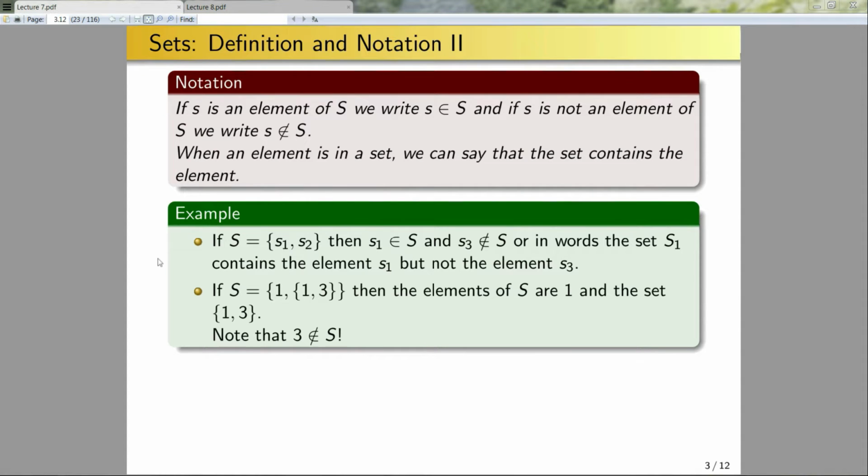Now, there is a nice connection between sets and logic. In particular, if I look at the statement little s is not in the set capital S, this can be written logically via this expression here. So explicitly, the statement that x is not an element of S is logically equivalent to saying not x is an element of S.